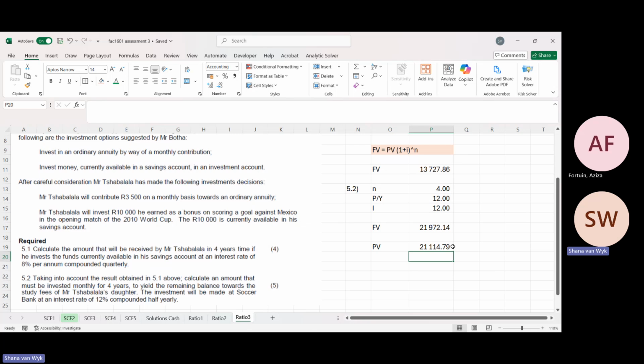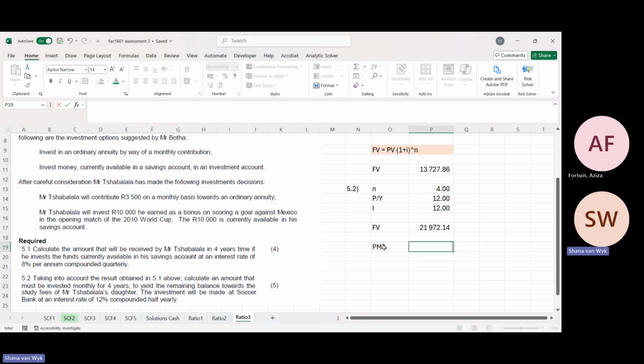Is there a formula for this one? Is it the same as this one? The PV of the annuity is 1 plus i to the power n. To the power n, yes, it's this one. Is this an annuity? Calculate the amount that must be invested. So this is going to be this one. Payment is not going to be this one. Sorry. I see now my mistake.